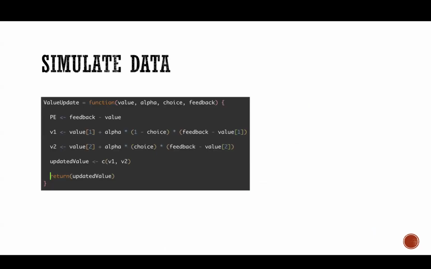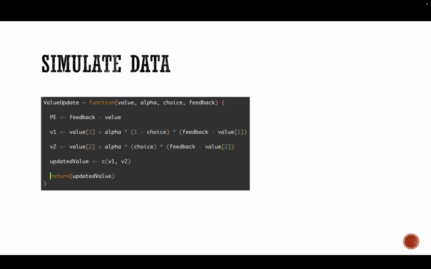Okay, so we simulate the data. I create a function which has as an input the expected value. It's not remembering things. I need to keep an external memory of the expected value on a trial by trial basis. It has an alpha, that's the learning rate. It has a choice in the previous trial, and it has a feedback in the previous trial. I calculate the predictive error, feedback minus value.